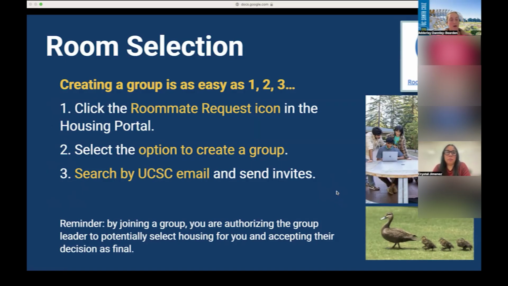And then this is important, just a reminder that when you join a group, you're authorizing the group leader to potentially select housing for you and accepting their decision as final. So the group leader will be in charge of assigning each person in the group to a space during room selection. And we'll go into a little bit more detail in future slides. We just wanted to prepare everyone for that.